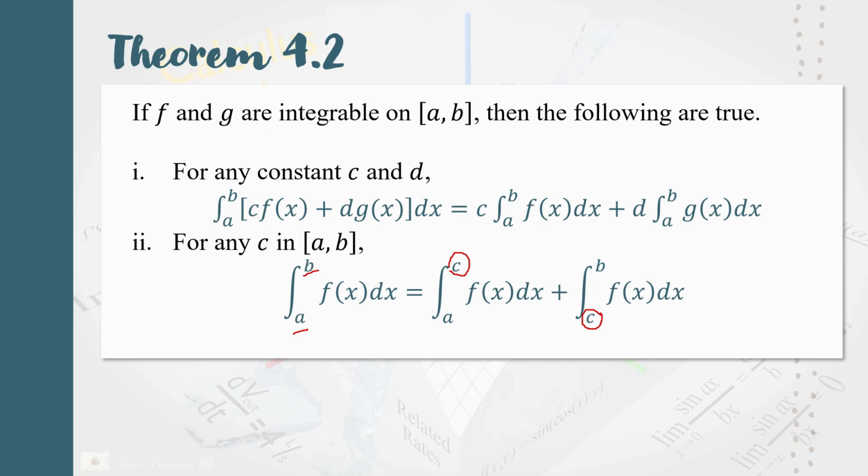Suppose you want to split it into three terms, then you can think of A to C plus C to another number, say D, and the next lower limit should be D, and the final one B. So however many terms you have, the idea is the same. Your first lower limit and last upper limit stay as they are, whereas you keep introducing numbers, but make sure each upper limit and the next lower limit are the same value.